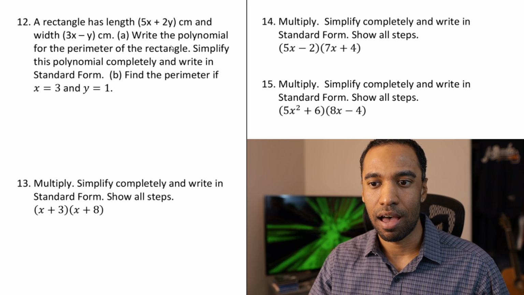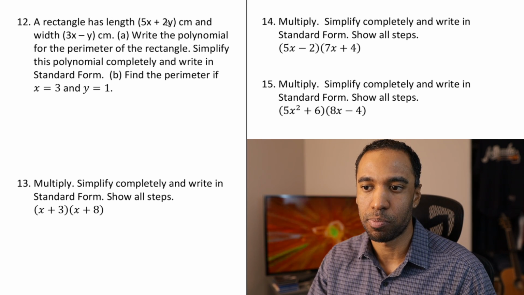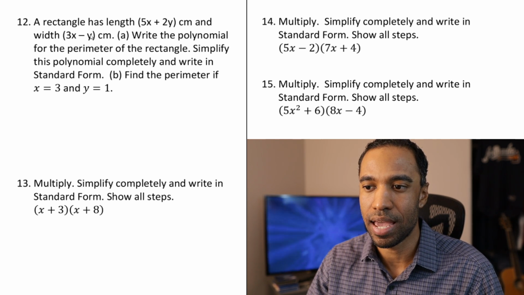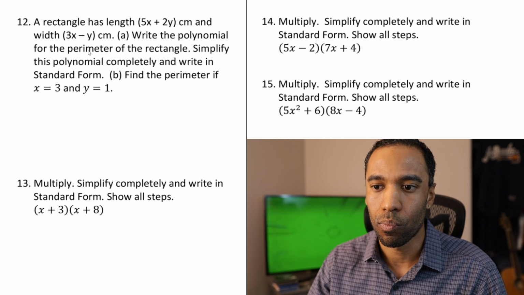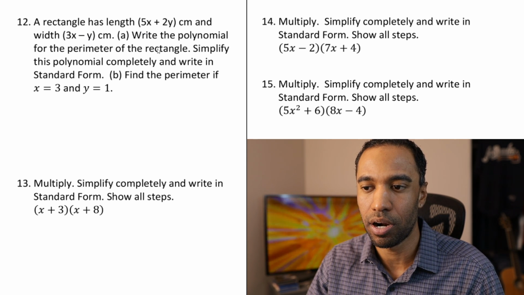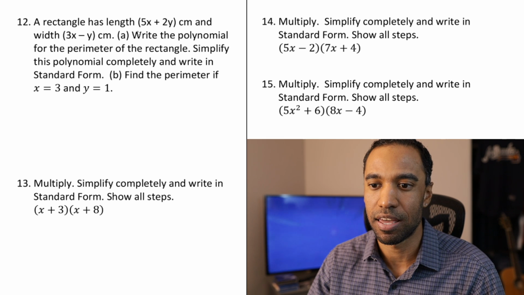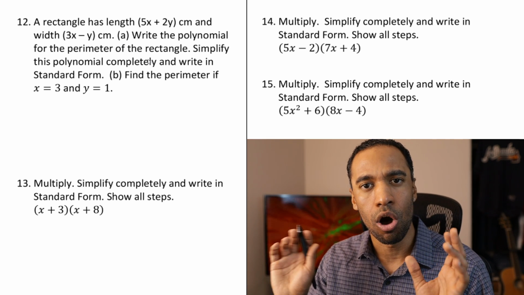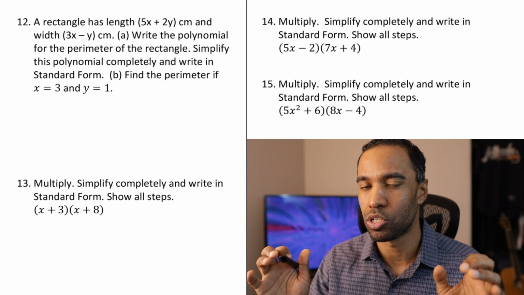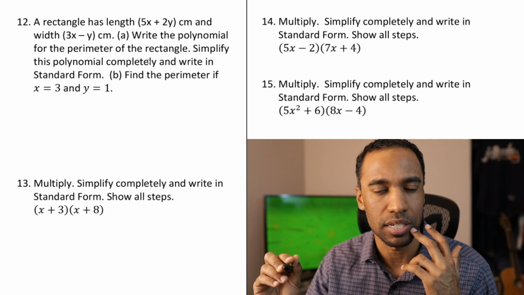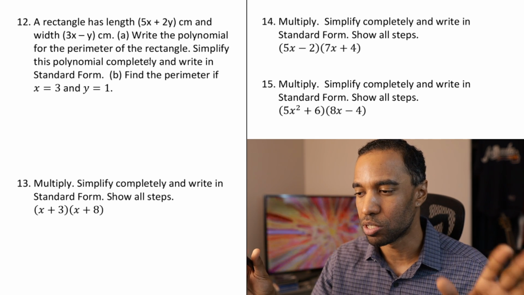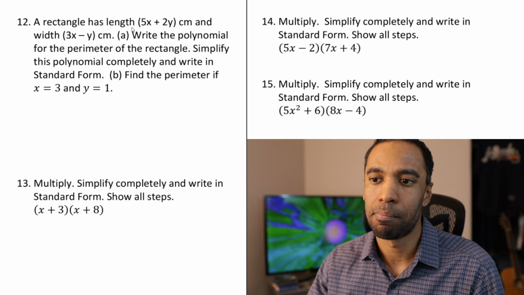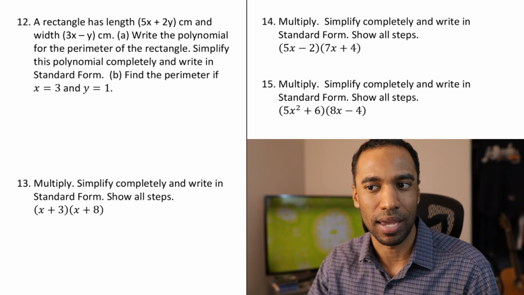Number 12, we have a rectangle that has length 5x plus 2y centimeters and width 3x minus y centimeters. We're going to write the polynomial for the perimeter of the rectangle, simplify this polynomial completely, and write it in standard form. This one almost seems out of sorts when it comes to order. It seems like this should have been more with the addition stuff. In a way, we'll be doing some combining like terms, but there can be distribution if you write this in a certain way.